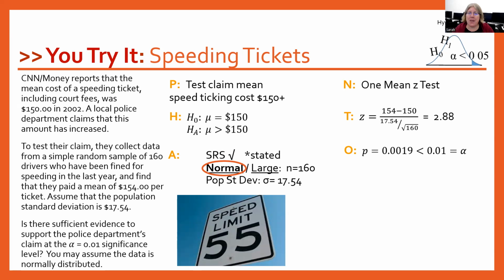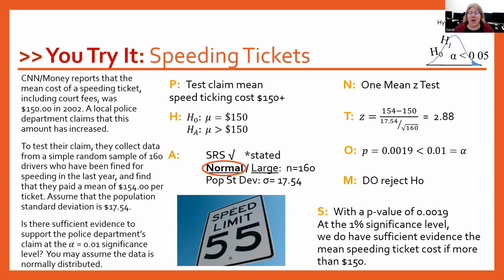Up until now, we've been using a 5% alpha, but this problem directs us to use a 1% alpha. So you should always use what the problem states. If the problem doesn't give you an alpha, then you should default to that 5%. This one states to use a 1%, so that's what we're using. Our p-value is smaller, so we do reject the null hypothesis. So my conclusion statement: with a p-value of 0.0019 at the 1% significance level, we do have sufficient evidence the mean speeding ticket cost is more than $150.